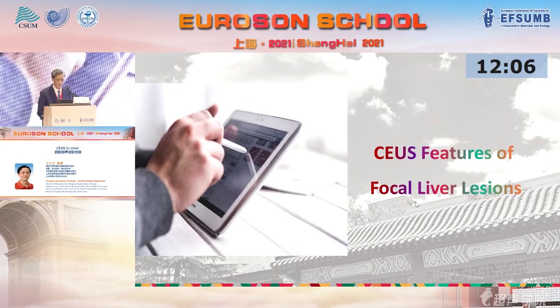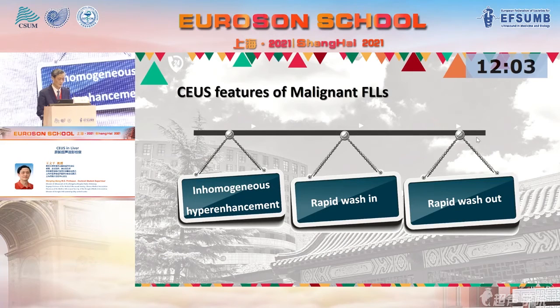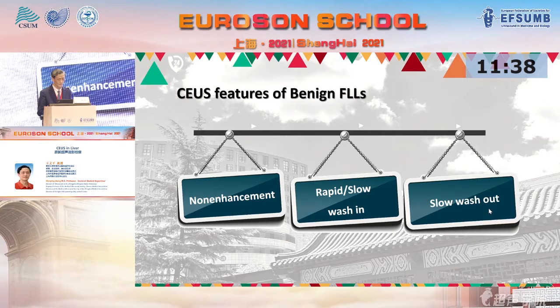CEUS features of focal liver lesions. The CEUS features of malignant focal liver lesions are inhomogeneous hyper-enhancement, rapid wash-in and rapid washout. Benign focal liver lesion CEUS features are non-enhancement, rapid or slow wash-in and slow washout.